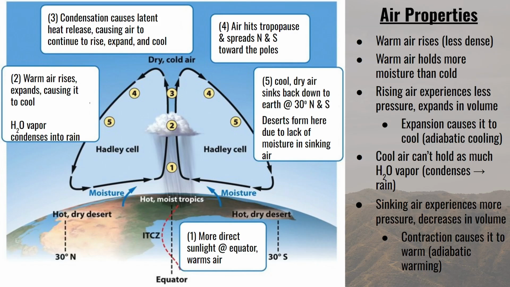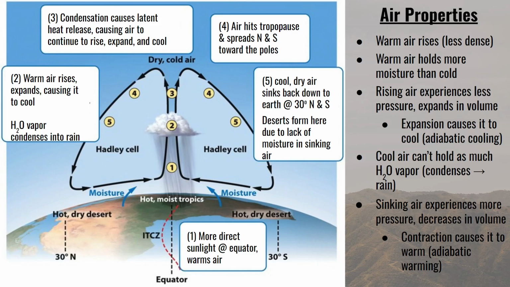Another factor we need to understand is that as warm air rises, it cools, and that causes it to expand. Since cold air cannot hold as much moisture, the water vapor that is in warm rising air will condense into liquid, which forms precipitation in the atmosphere and then eventually falls down to Earth as rain, snow, or sleet. Finally, after air has risen, cooled, and expanded, it is spread out and then eventually it sinks back down. We can see that happen here in the diagram at 30 degrees north and south.